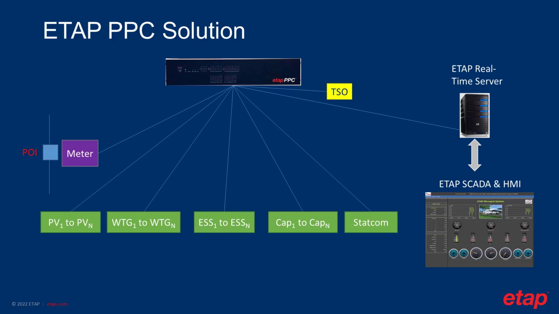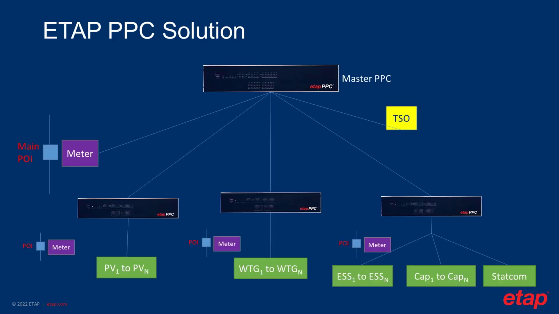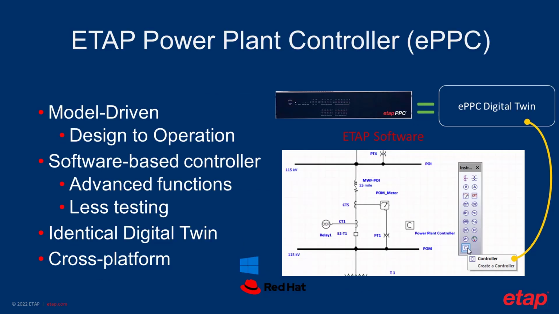for the entire system. When it comes to large and specifically hybrid power plants, because of the reliability and communication issues, the entire power plant is divided into several sub-power plants, and each of these subsystems have their own power plant controller. And then one master PPC is used to coordinate these sub-PPCs. Now let's take a look at some of the key and unique features of ETAP Power Plant Controller.